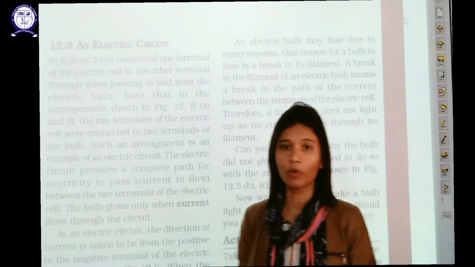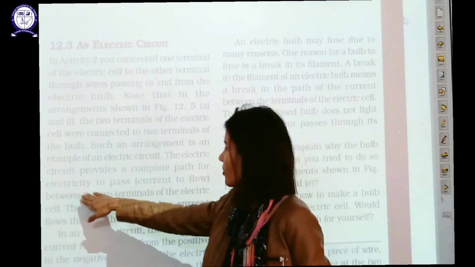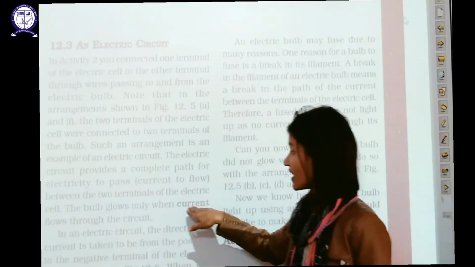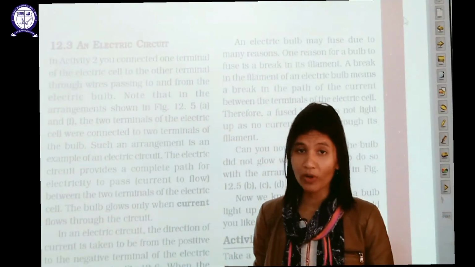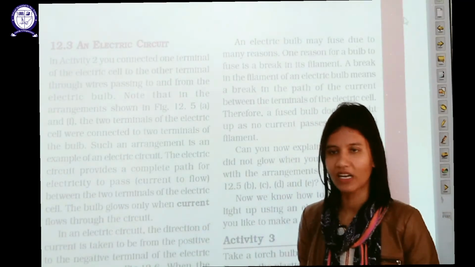Okay, an electric circuit provides the entire path so that electricity can move in that path between two terminals of the electric cell. The bulb glows only when electric current flows through the circuit. If any component restricts that current from flowing, then your circuit will be incomplete and current will not flow.